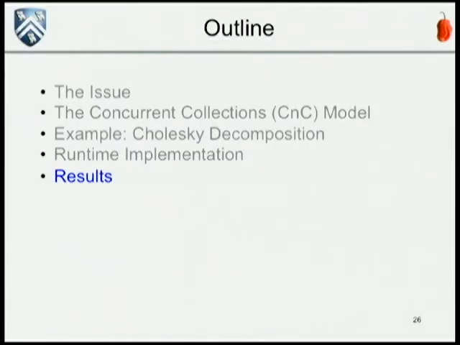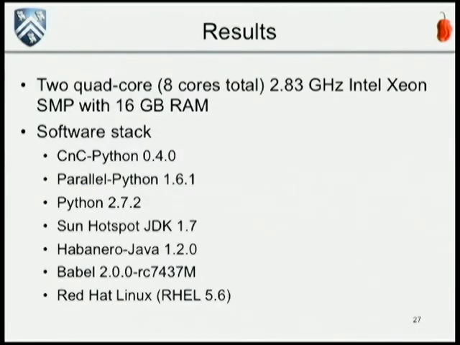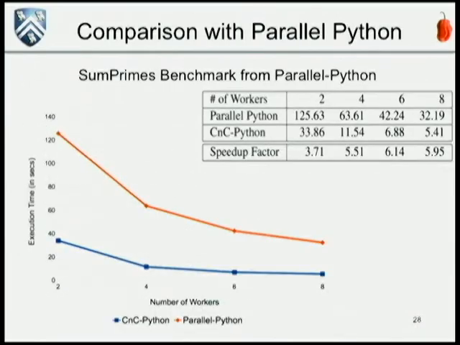OK, so getting into results. We actually, so it was multi-core, not many cores. So I don't have thousands of cores to present, but 8 is good enough, I guess. We use CnC-Python, and the only other framework I found for Python was Parallelism, which tries to hide away the multiprocessing module from you. I'm not aware of other high-level Python frameworks, but I'd be happy to know if I missed out any. And then the other Java and Babel versions. So here's a benchmark used by Parallelism.